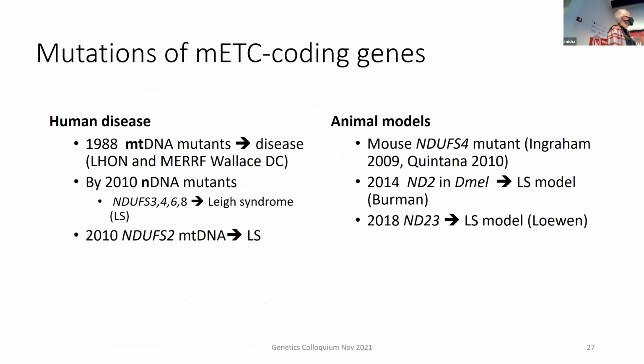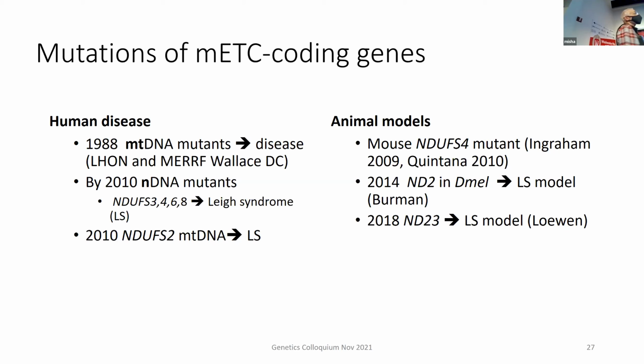Okay, so when did the era of mitochondrial diseases begin? It's actually not that long ago. In 1988, the first mitochondrial DNA mutation was linked to a clinical disease, mitochondrial DNA, right? It was done by Doug Wallace, and they published 2 papers in the same year.